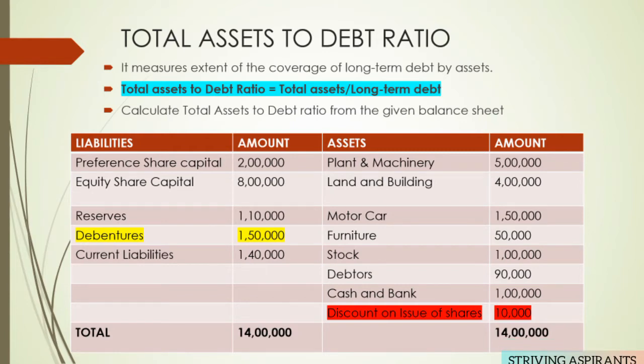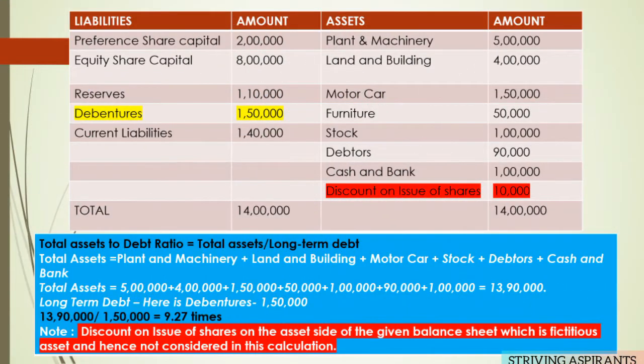Now we will check the asset side. We have plant and machinery 5 lakh, land and building 4 lakh, motor car 1,50,000, furniture 50,000, stock 1 lakh, debtors 90,000, cash and bank 1 lakh, discount on issue of shares 10,000, which will give the total 14 lakh. Now we will apply the formula to calculate total assets to debt ratio. The formula is total assets divided by long-term debt.